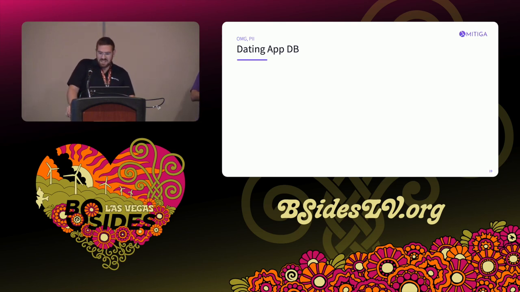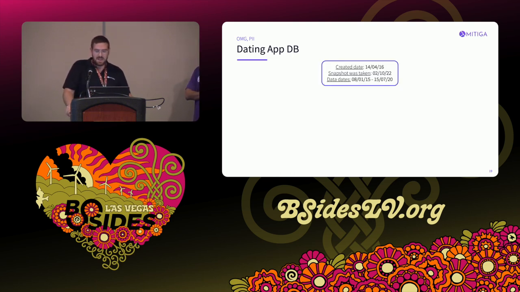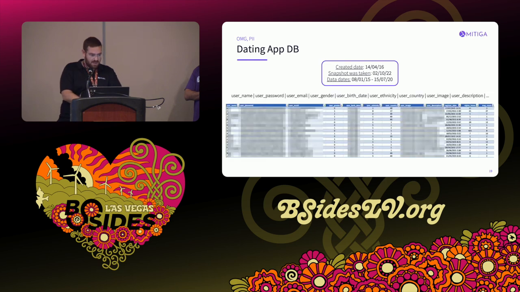The second example is a snapshot that was exposed for less than 4 hours, just for a few minutes or hours. What's the worst that can happen? This DB looks like a dating app DB. The DB was created in April 16. The snapshot was taken in October 22, more than 6 years later. This table, for example, looks like the users table. Each row is a user that contains the name, password, email, gender, birthday, ethnicity, link to an image, user description, and more and more. Another table in this DB, for example, contains the private messages. Now, just take a few seconds to imagine what could happen if this snapshot got into the wrong hands.